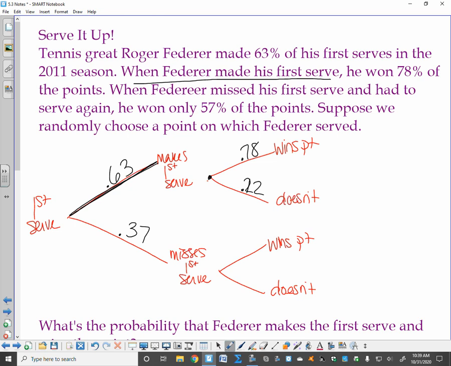Okay. When he missed his first serve, so now we're down on the bottom branch, and had to serve again, he won only 57% of the points, which means he lost 43% of the points. Now, let's stop here for just a second. You want a cool job? Go major in statistics and go be a statistician for an NFL team or an MLB team.